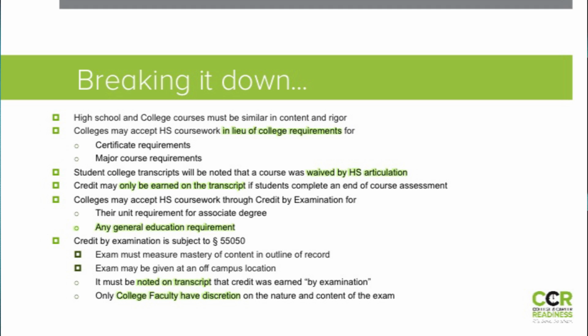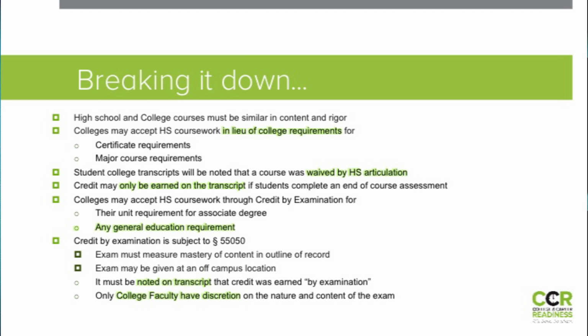So you can see here that the exam can be given at an off-campus location. The most important thing, and the thing that is most critical right now, is the notation on the college transcript. And we see colleges doing this inaccurately all over the place still to this day. It must be noted on the college transcript that credit was earned by examination. It's very clear in Title V that that's the expectation. And many colleges are still giving a grade and putting in parentheses "high school articulation," which is against Title V to do.